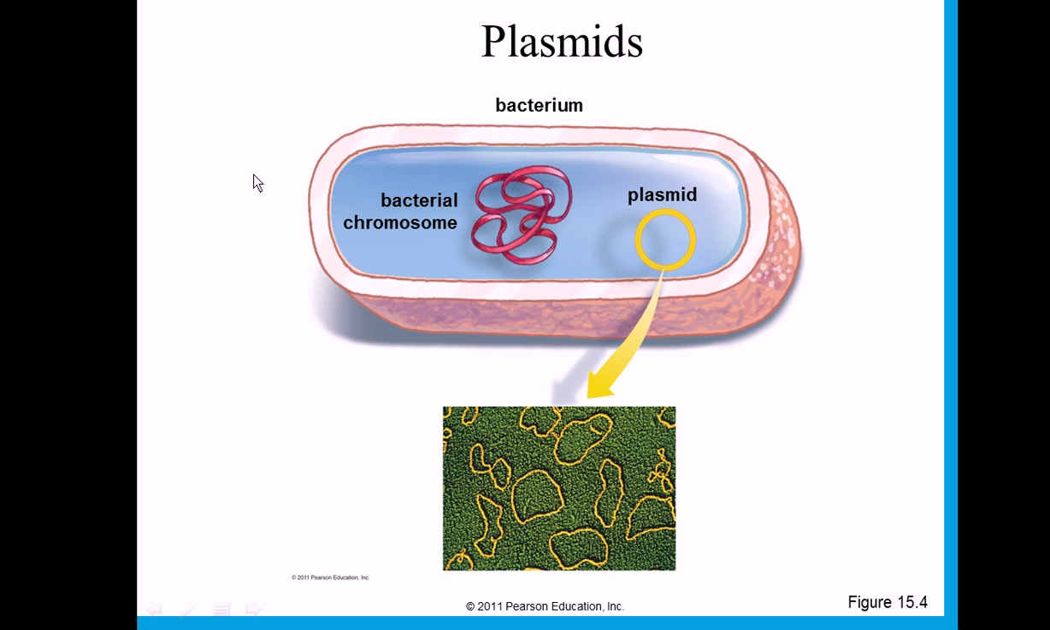So this is like your prokaryotic cell, a bacterium. This is a single chromosome. This is the plasmid. It's small, circular, extrachromosomal, which means it is not part of the chromosome, it's separate. These are plasmids.